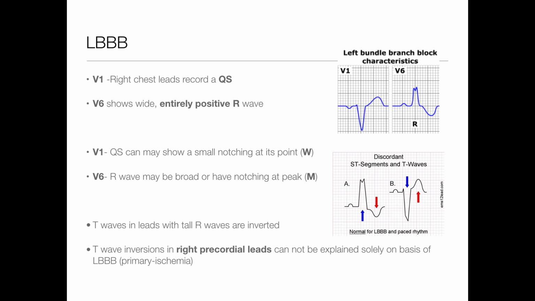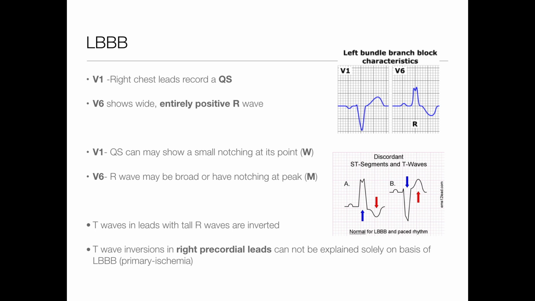If that left bundle is cut off, we have to rely completely on the right bundle branch to depolarize the entire ventricle. And that's why, with the wave of depolarization having to come from the right and go all the way across to the left side of the ventricle, the QRS complex is wider, and that's why we have wide QRS complexes with bundle branch blocks.